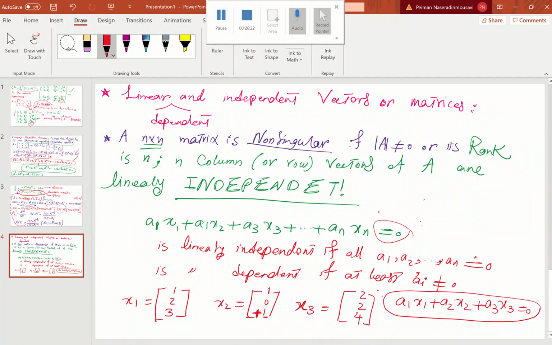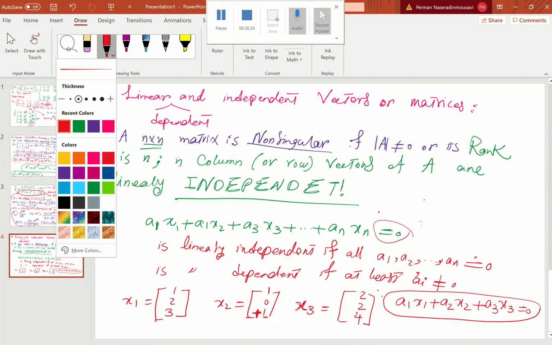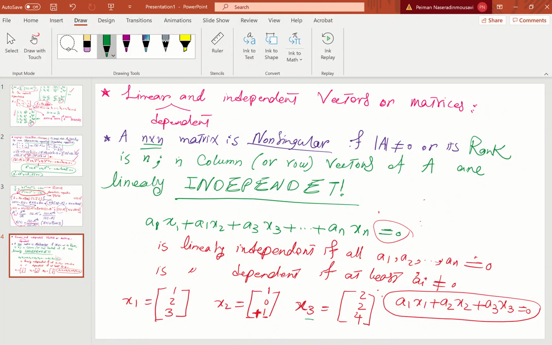That's right. But it's very clear here, guys, that x3 minus x1 is equal to x2. 2 minus 1 is 1, 2 minus 2 is 0, 4 minus 3 is 1. So you find the relation between them. x3 minus x1 is x2. Or on the other hand, you can say x2 plus x1 minus x3 is 0. That's right.